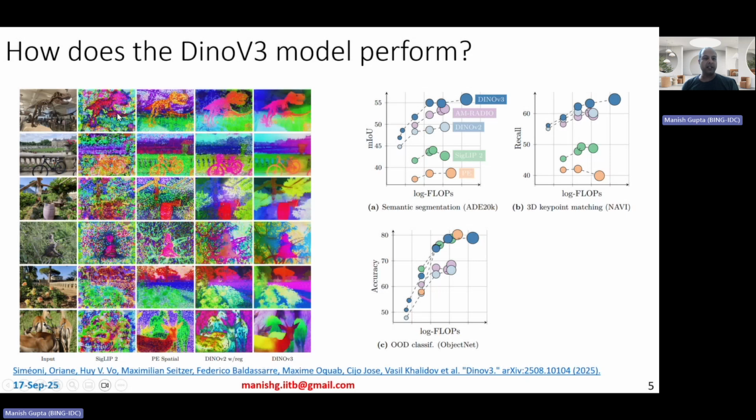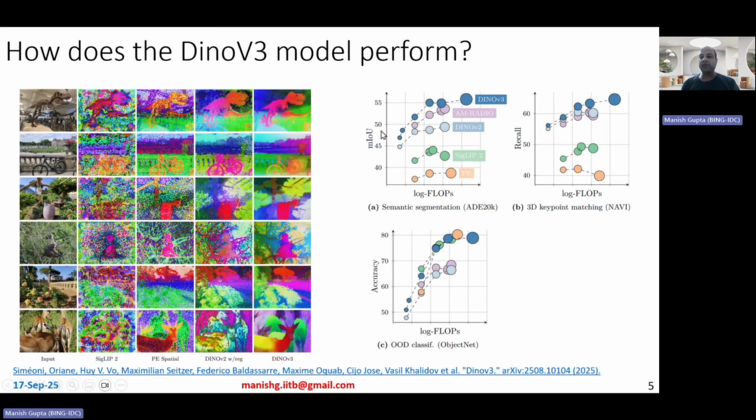On the other hand, if you really look at the SigLIP2 or PE spatial, perception encoder spatial kind of representations, they are pretty poor in that sense. Even DinoV2 with regularization is not really awesome, but DinoV3 is much better. So that tells you the quality of the dense patch level features themselves, right?